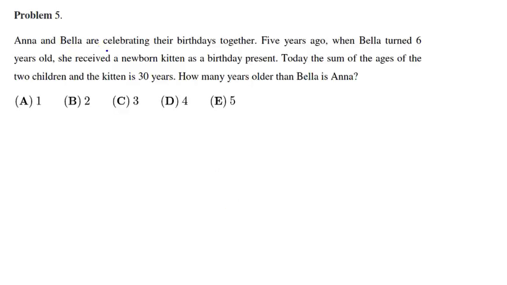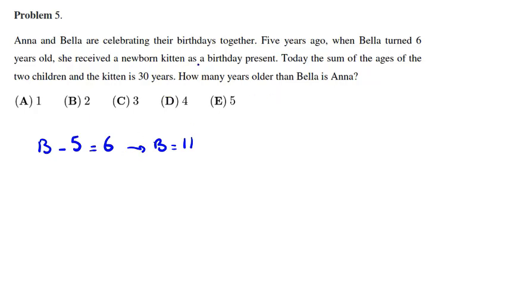Problem number 5. Anna and Bella are celebrating their birthdays together. 5 years ago when Bella turned 6 years old. So suppose that Bella now is B. So 5 years ago, B minus 5, when Bella turned 6, she was 6. So Bella is 11 years old now.